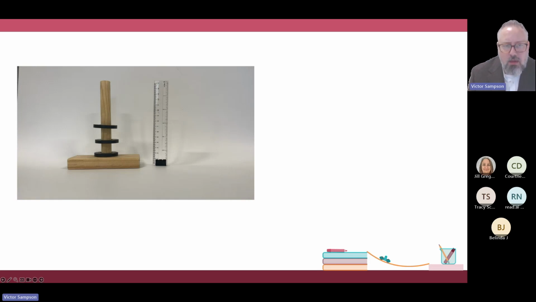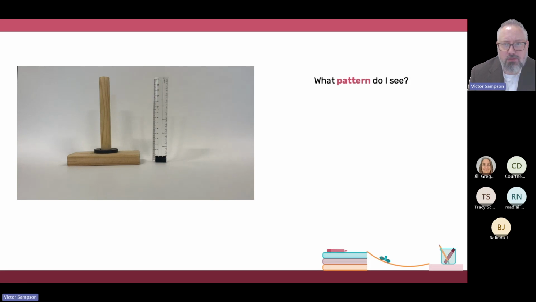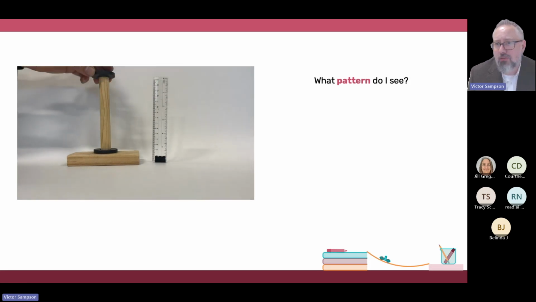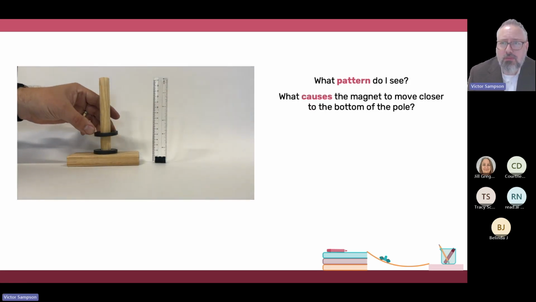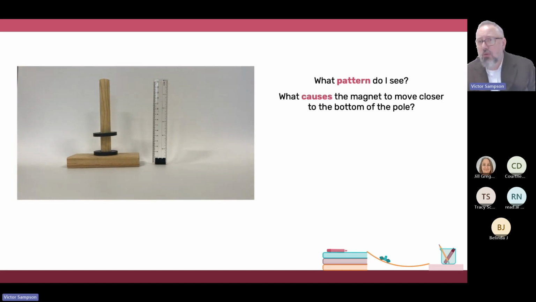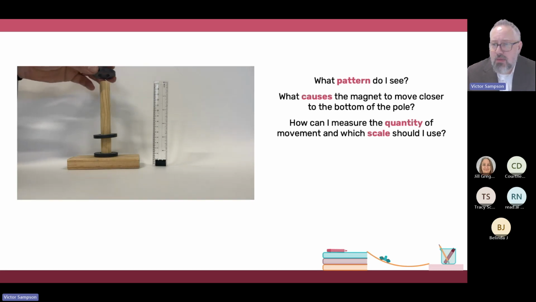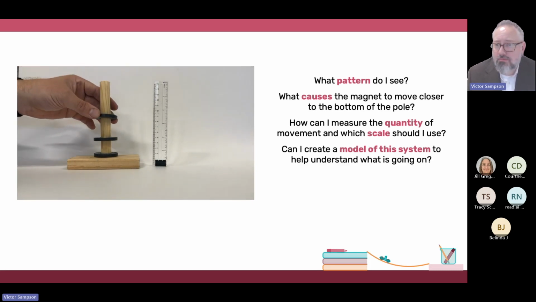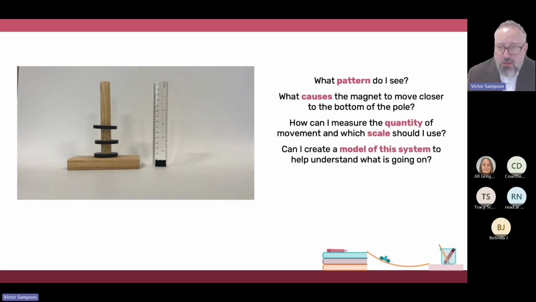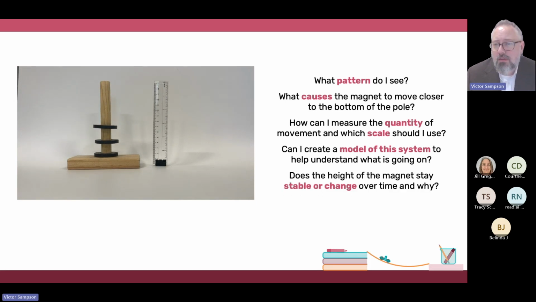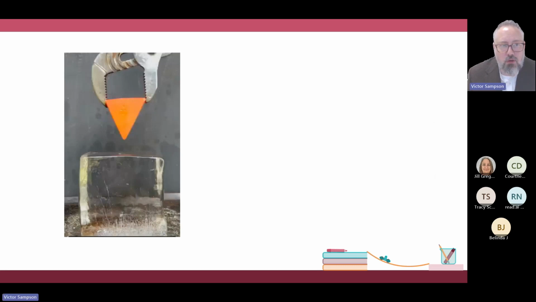Well, why is that? Where the recurring themes become very useful for people is thinking about that in terms of what patterns do I see? What causes the magnet to move closer to the bottom of the pole? How can I measure the quantity of movement, and which scale should I use? Can I create a model of the system to help understand what's going on? Does the height of the magnet stay stable or change over time, and why? Here's another example.